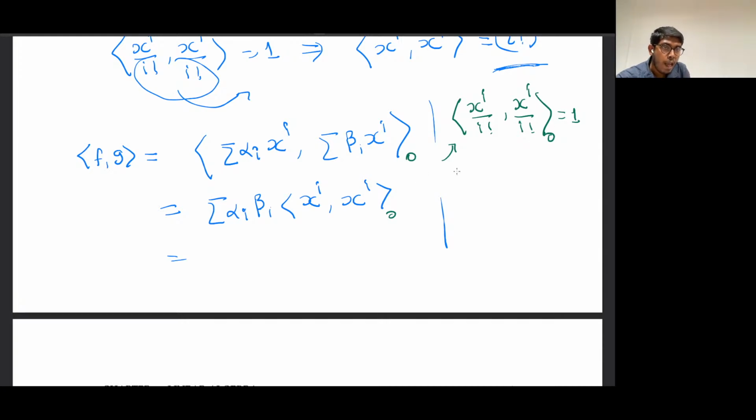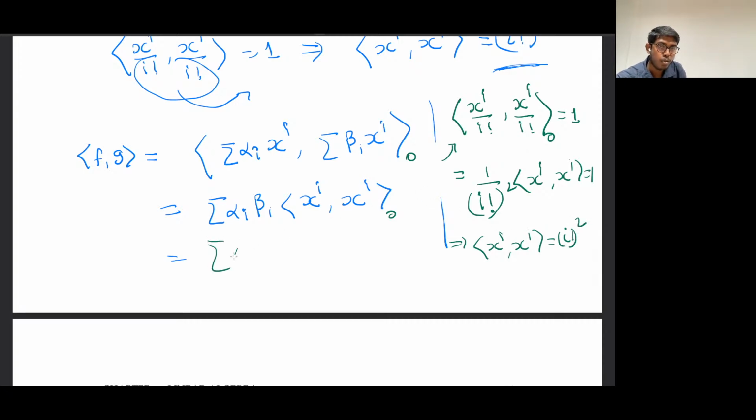So now I'll again use the inner product property. Since this is an inner product, I can take the constant out. So I'll take 1 by i factorial out and 1 by i factorial out. This is a square. So this is x to the power i and x to the power i, and this is equal to 1. And this implies the inner product of x to the power i and x to the power i equals i factorial squared.